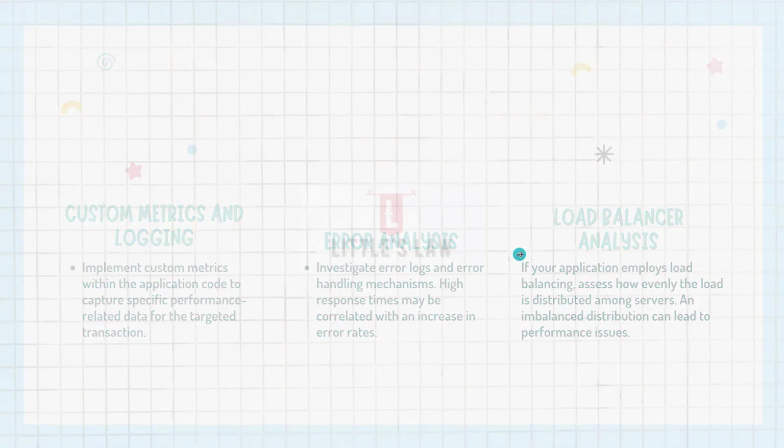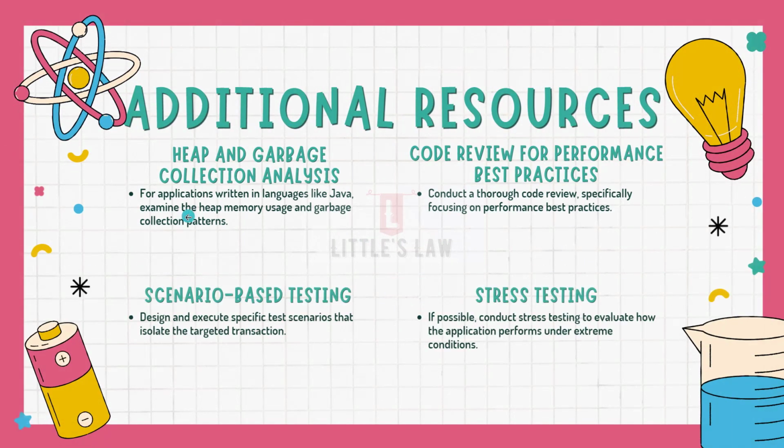And then moving on to the next part, which is the heap and garbage collection analysis. This heap and garbage collection analysis plays a vital part in identifying the reasons for high response times. For applications which are written in languages like Java, we can examine the heap memory usage and garbage collection patterns, and also using this analysis we can optimize the garbage collection settings to minimize its impact on response times.